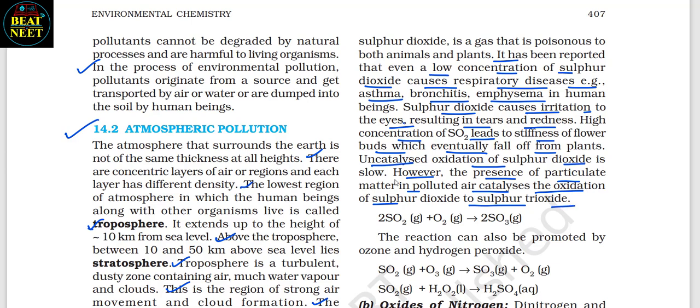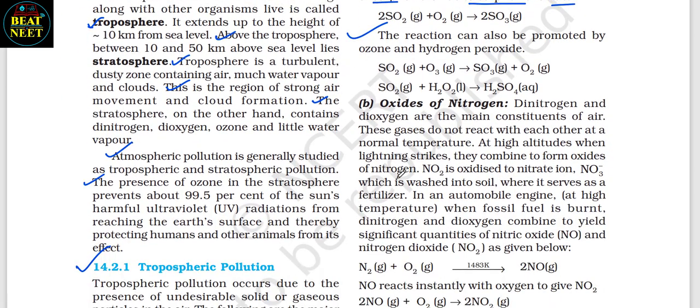2SO2 + O2 gives 2SO3. The reaction can also be promoted by ozone and hydrogen peroxide, that is, SO2 + O3 gives SO3 + O2. SO2 + H2O2 gives H2SO4.